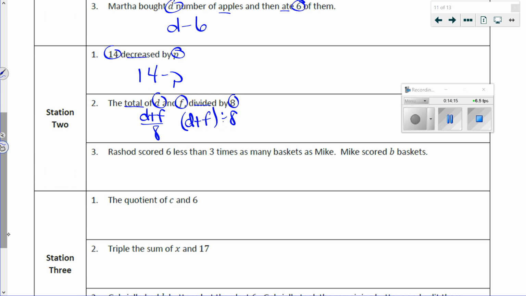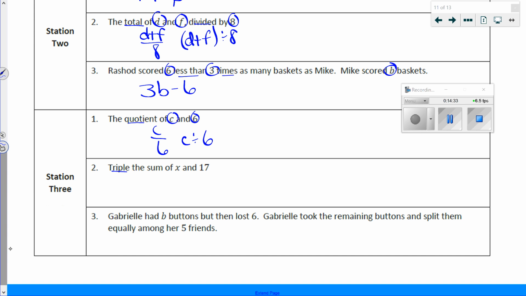Number 3, Rashad scored 6 less than, that's a flipping phrase, 3 times as much as Mike, which was B. So I know it's a flipping phrase. So the 6 less is going to come afterwards. Quotient means divide, C and 6. Again, it doesn't matter which format you use. Just make sure you're using one of them. Triple means times 3. Sum of X and 17. So I have 3X. Actually, 3 times the sum of X and 17. So I need to add the parentheses in there.